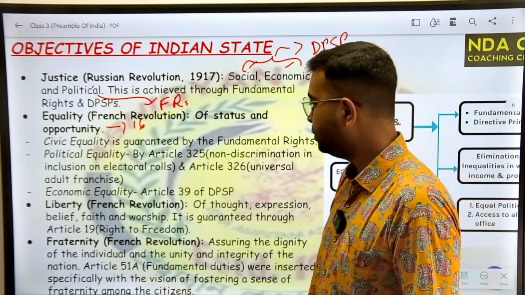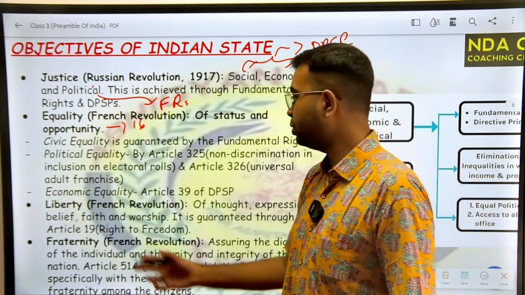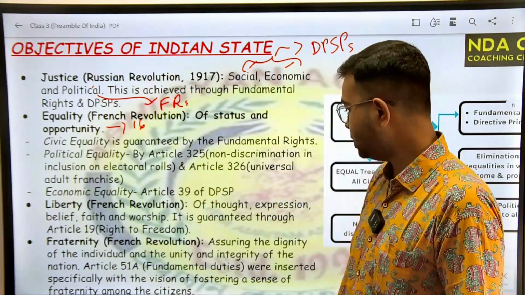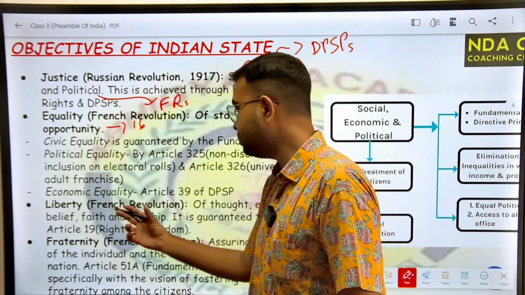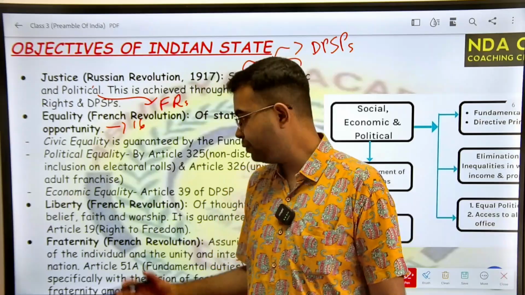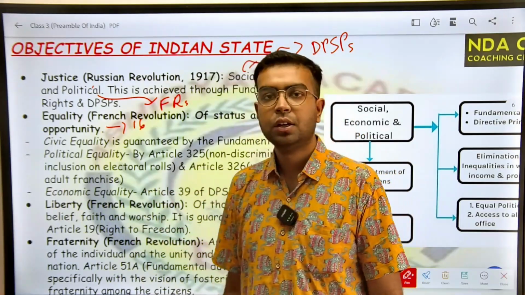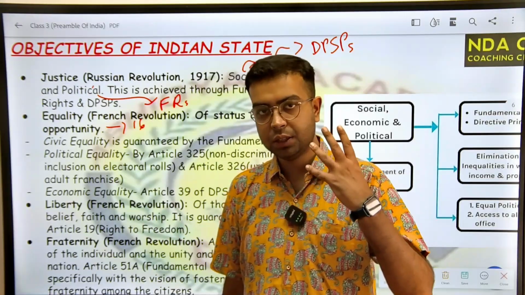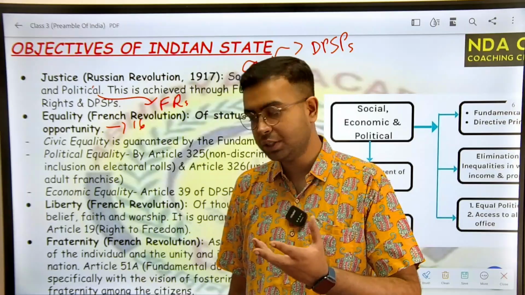Then we have something known as liberty. Liberty is also borrowed from the French Revolution. It talks about liberty of thought, expression, belief, faith, and worship. What does it mean? We should have the liberty of thought and expression, which basically means that we should be free to think. We should be free to express whatever feelings we have.